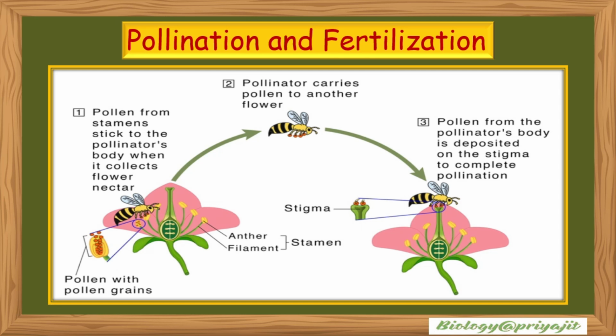Today we are going to explore one of the most fascinating processes in the life of a flowering plant, that is pollination and fertilization. Have you ever been curious about how flowers turn into fruits and seeds, how the pollen from one flower reaches another, and what really happens inside the ovary of a flower after that? Stay with me, because by the end of this video you will have a clear picture of how life begins in plants naturally and beautifully.